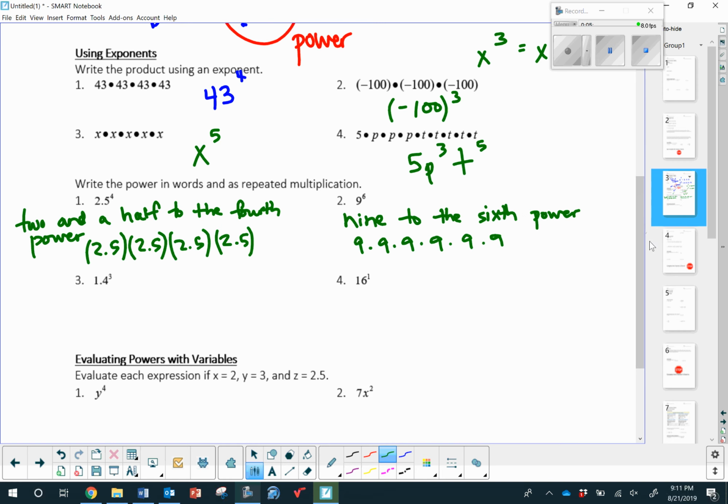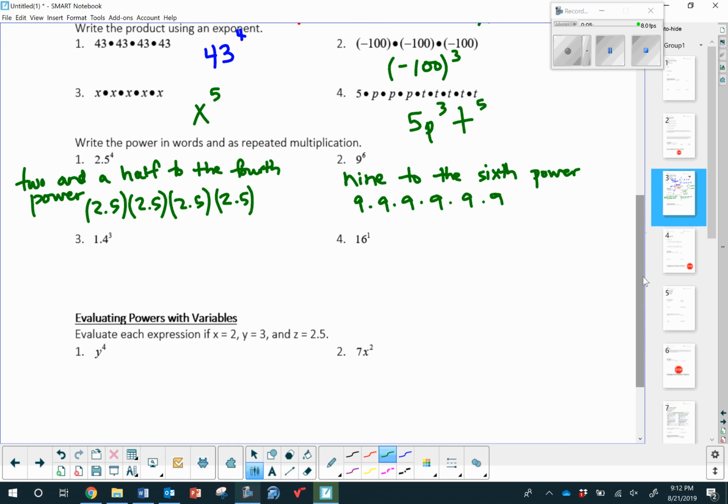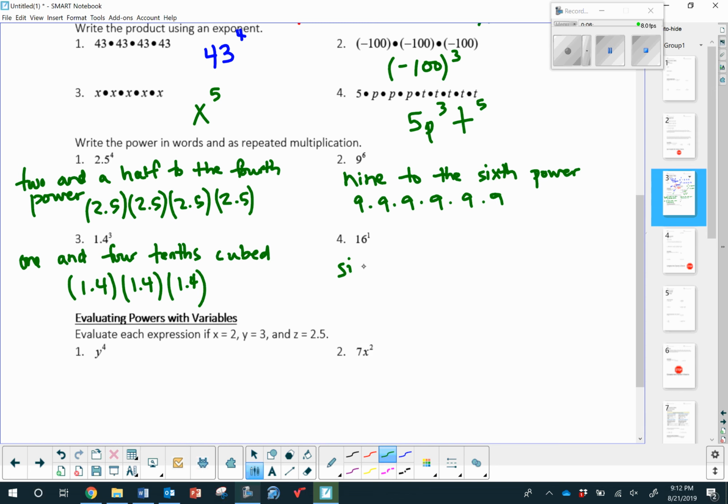All right. Number 3 has a decimal again. It works the same way. Because it has that 3 there, you can already probably guess what I'm going to write. But this is 1 and 4/10 cubed. And that, my friends, is just 1.4 times 1.4 times 1.4. All right. Last but not least, 16 to the 1st power, and your answer is going to be 16.